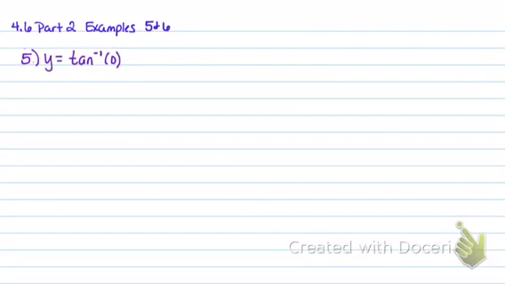4.6 Part 2, now examples 5 and 6, starts us out with the number 5. This is y is equal to the inverse tangent of 0. Well, remember, take the inverse, so this means that 0 is equal to tangent of y. So we're looking for what angle can we take the tangent of that's going to give us 0. We'll also remember that the inverse tangent's answers have to be between negative pi over 2 and pi over 2.